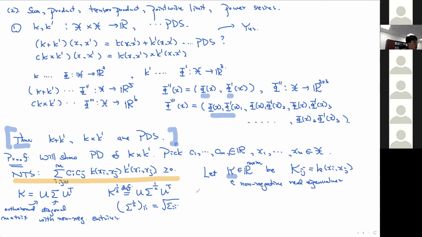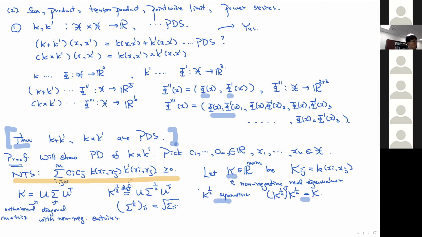If you do so, then K half is symmetric, and the square root of K times the square root of K, that's the same as taking the transpose here, because it's symmetric, and it's the same as K. If you compute based on this definition, if you do the matrix multiplication, you can show this equality. So these two properties are true. Now we're going to use these two properties.